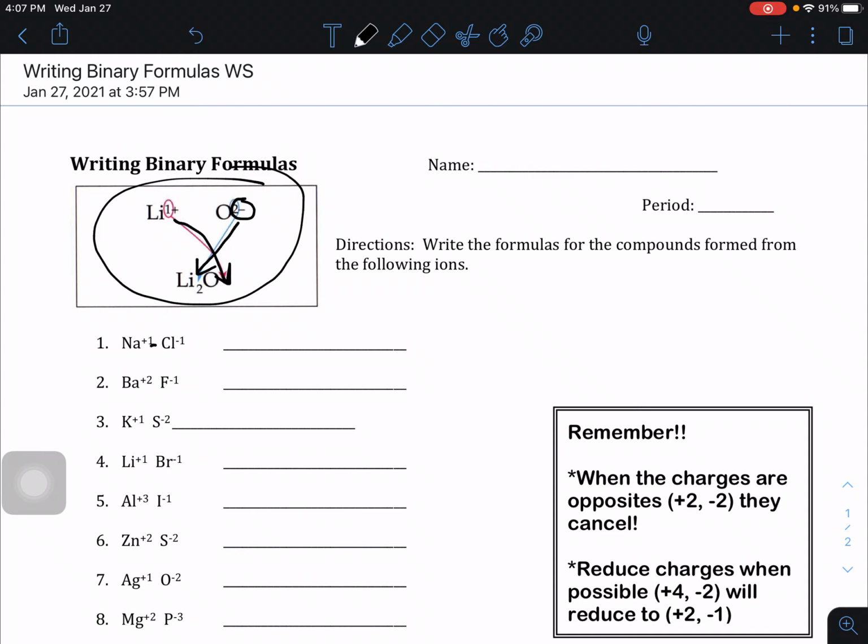The next one is sodium with a +1 charge and chlorine with a -1 charge. Again, we use the crisscross method. We're taking the number off of the charge, but remember, 1 is understood. So we don't have to write the 1s, Na1Cl1. It's understood, and they're both there.